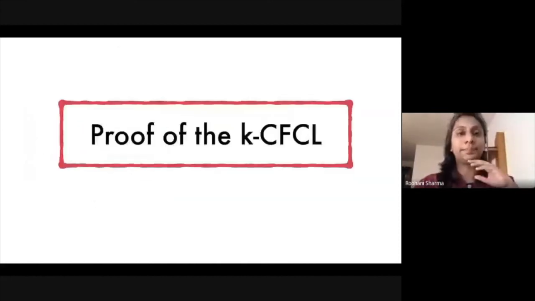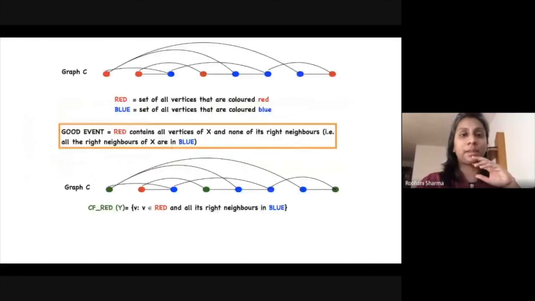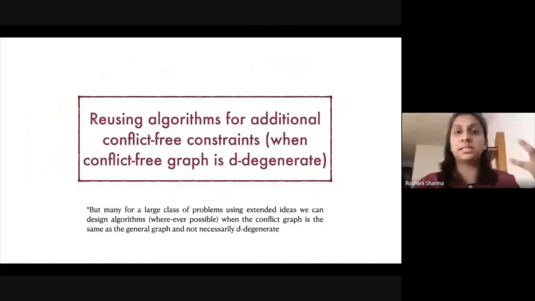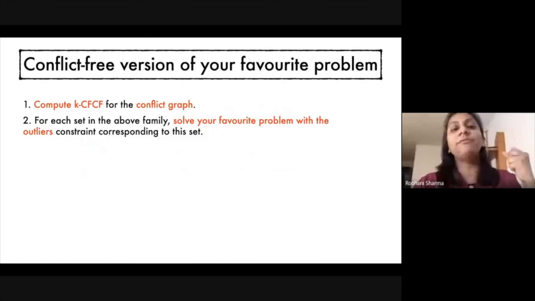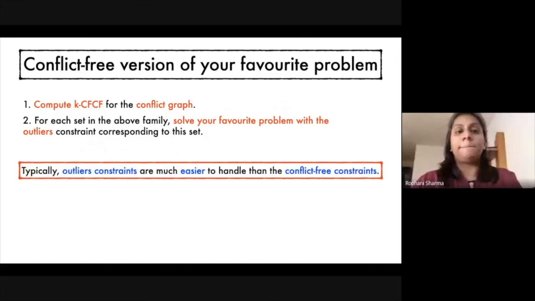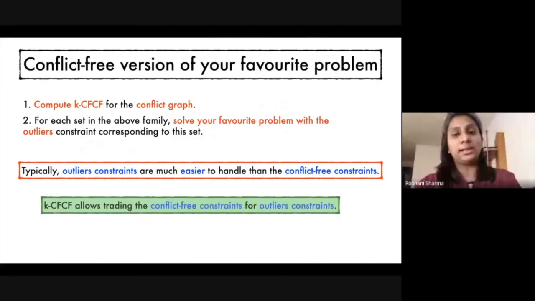So now just one last comment about how we can use this tool to reuse algorithms for other problems. You can think of a conflict-free version of your favorite problem, and then compute a K conflict-free covering family for the conflict graph, and then for each set in the family, you solve your favorite problem with the outliers constraint corresponding to this set. And typically, as I said before, outlier constraints are easier to handle than the conflict-free constraints, and this tool allows us to trade the difficult things for the easier things.